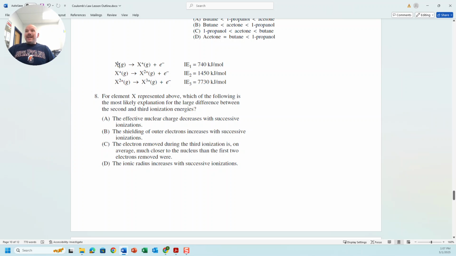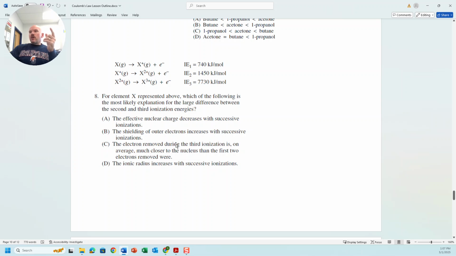Let's say this was magnesium. Magnesium has 2 valence electrons, so this would be the energy to remove those 2 valence electrons, but its next electron being removed would be from energy level 2. And if it's in energy level 2, it's a lot closer to the nucleus, and it's going to be a lot more difficult to remove. Okay. Which of the following is the most likely explanation for the large difference between the second and third?